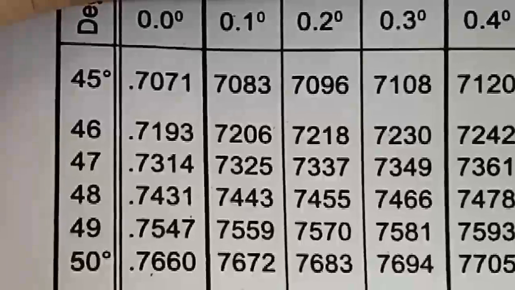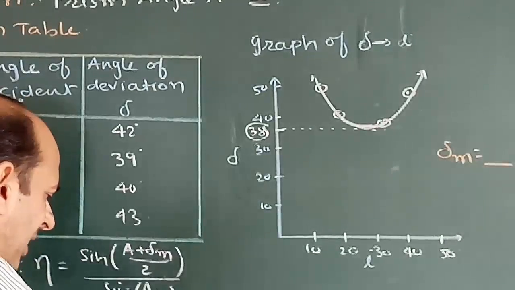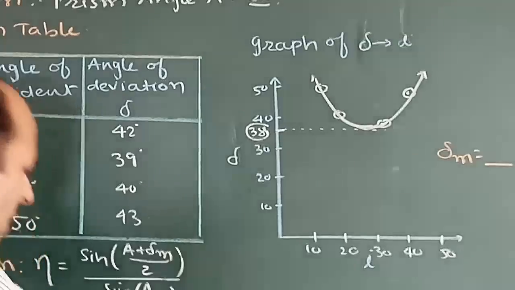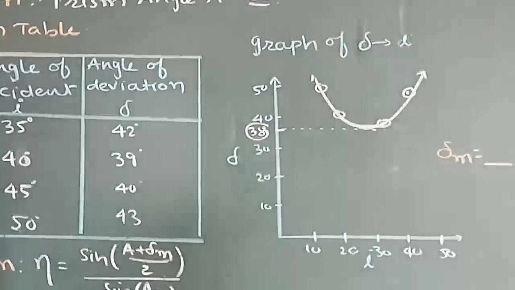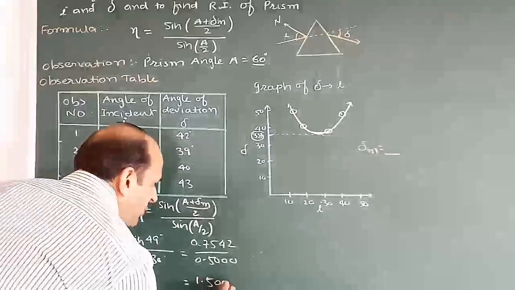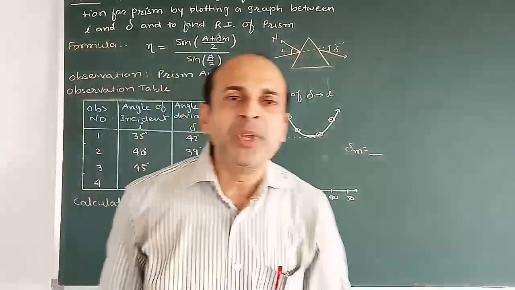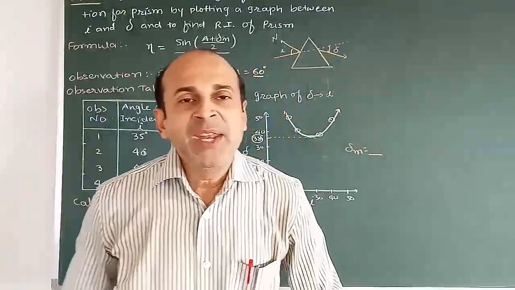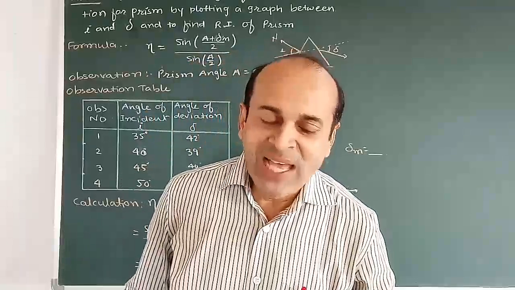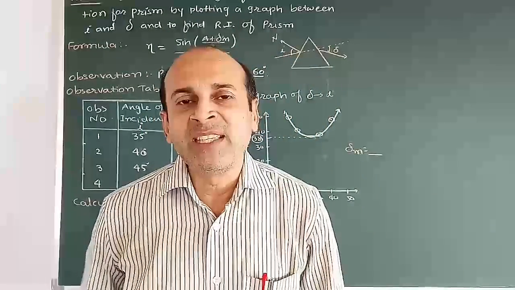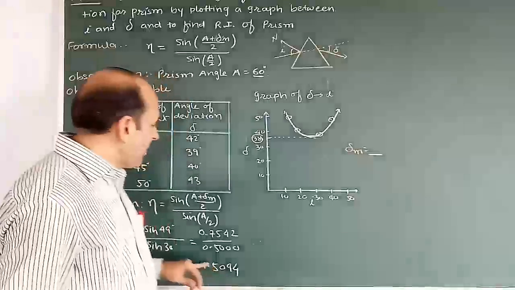See, it is 0.7547. So 0.7547 divided by sin 30, that is 0.5. So by this you will get the answer 1.5094, which is the refractive index of the material of the prism. Here the material of the prism is glass, so obviously its refractive index is 1.5. So this is quite a right reading.